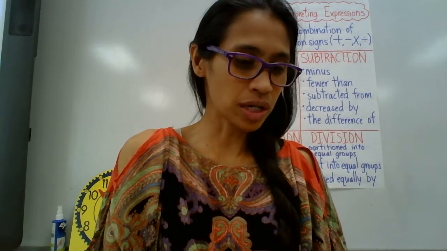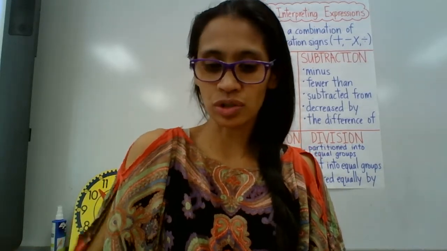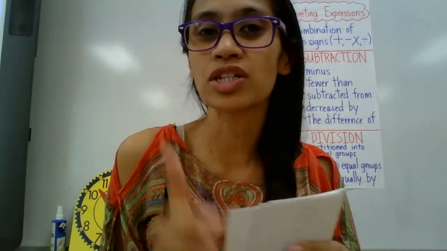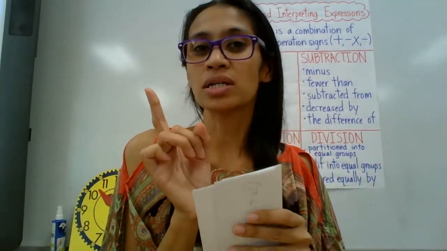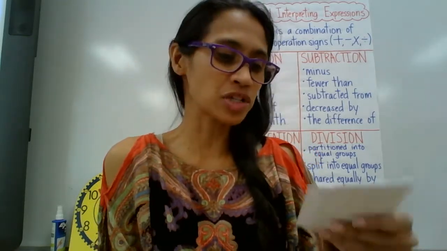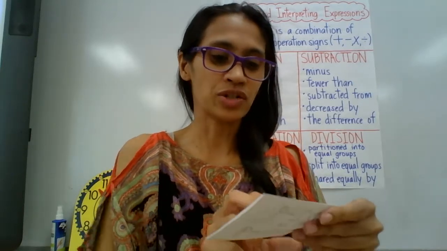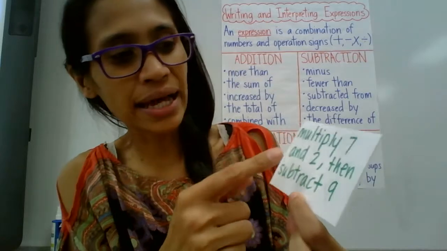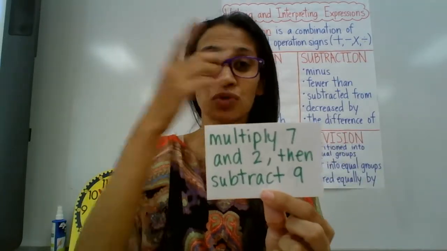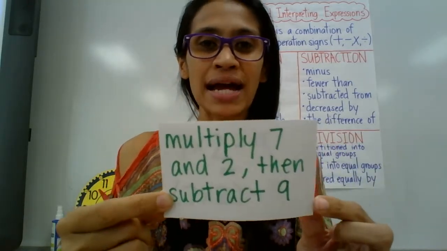All right, so how many did we just do? I don't even know. We did a whole bunch. So make sure you're done with that. Oh, we're not done, because I have some more in my hand, but these are a little bit more challenging because they have 2 operations in each one, okay? Let me see which one I want you to do. Multiply 7 and 2, then subtract 9. So write that down.